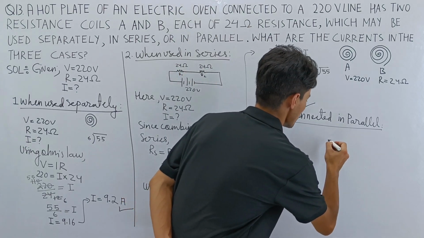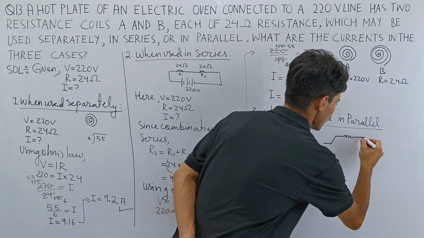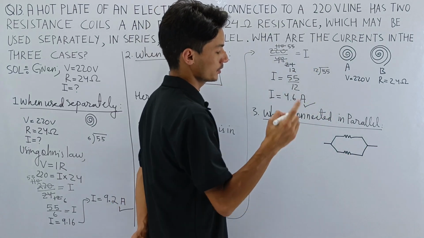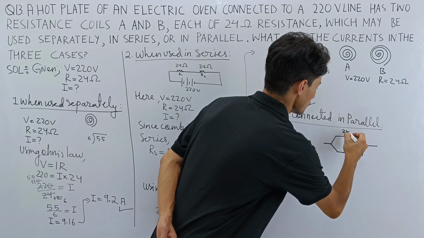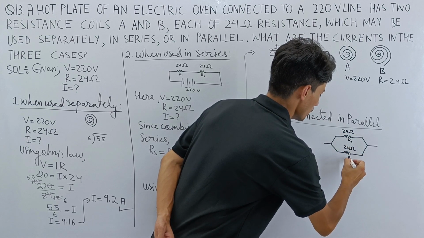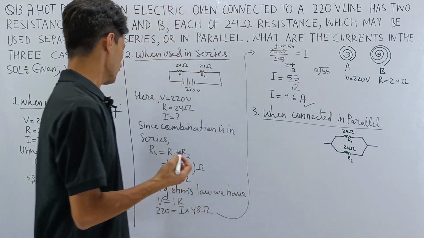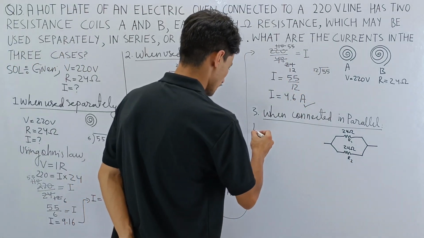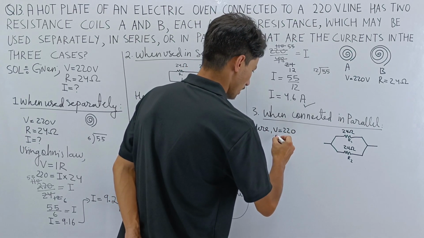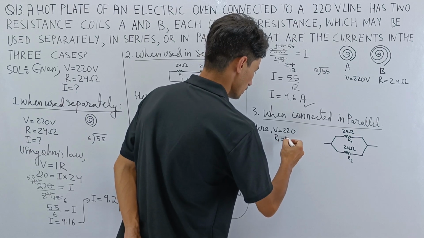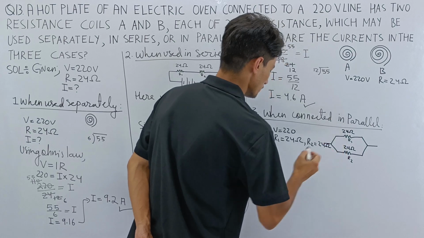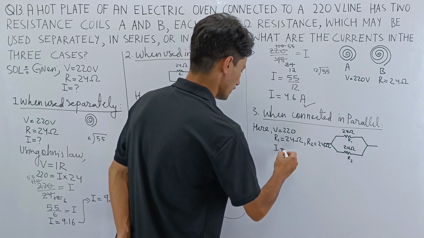So the figure will also change. The figure will change and it will look like this. So each resistance is of 24 ohm. This is your R1. This is your R2. So the same thing is here. Here you have to write those things. Here the potential difference is the same, 220 volt. R1 you can write as 24 ohm. R2 you can write as 24 ohm. Then current is what we are supposed to find.